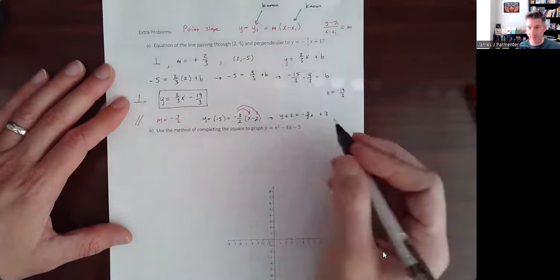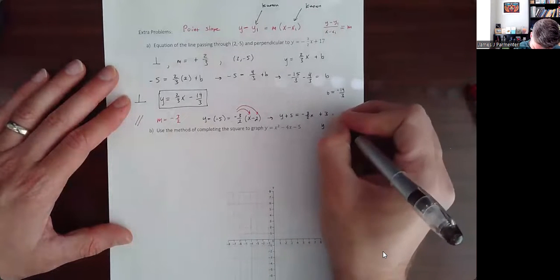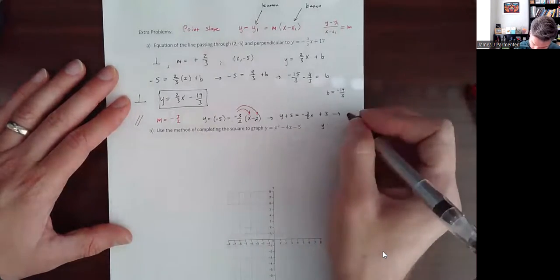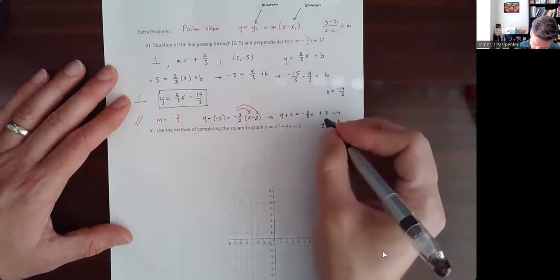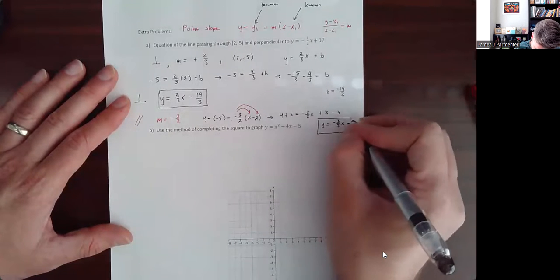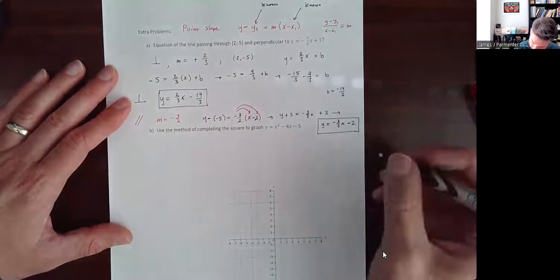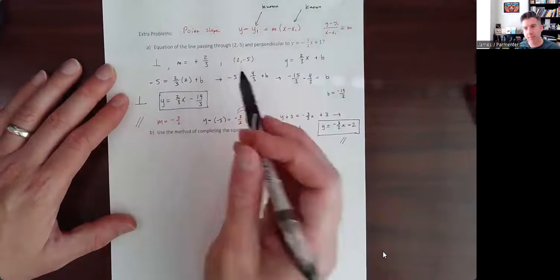Then I'm going to subtract 5 from both sides to isolate y. So I'm subtracting the 5, and y equals -3/2 x, and then 3 minus 5 is -2. So that would be the equation of the line that is parallel to the given line going through that point there.